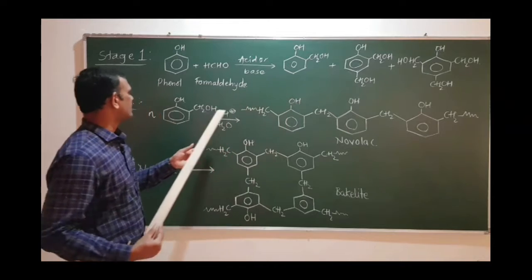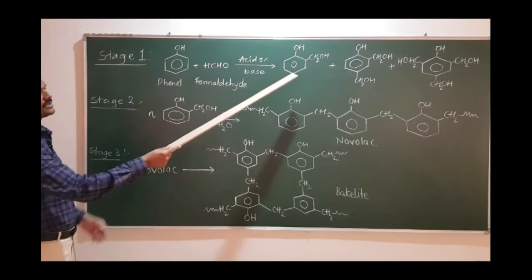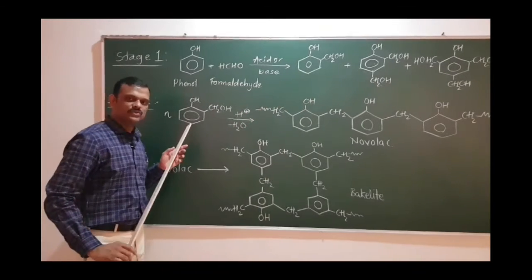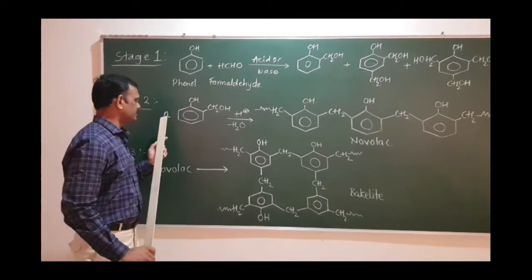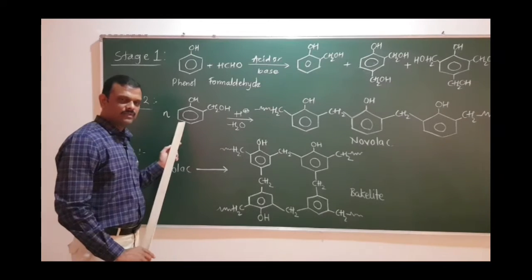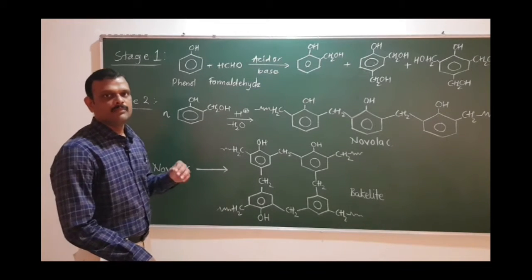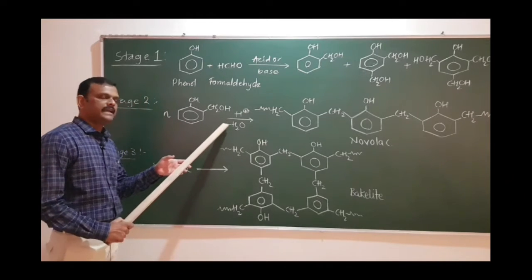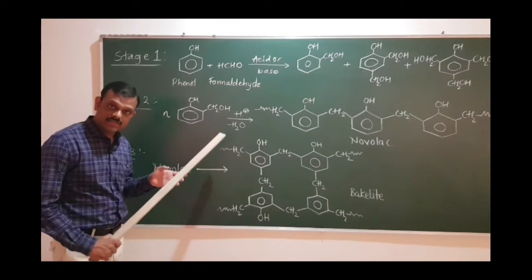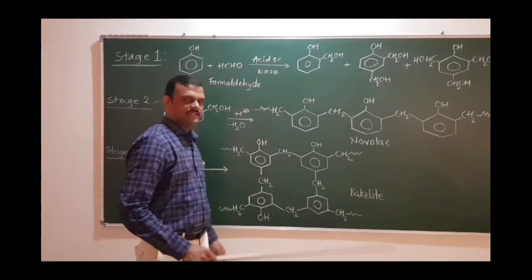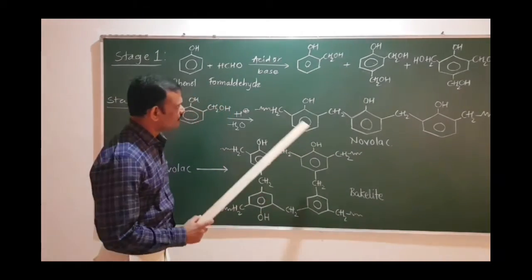In stage 2, what happens? This first product, that is the ortho isomer of this compound, is used for polymerization. N molecules of this compound are used for polymerization. Again in acidic medium, dehydration takes place, that means condensation polymerization, to form a novolac. The novolac is the polymer.